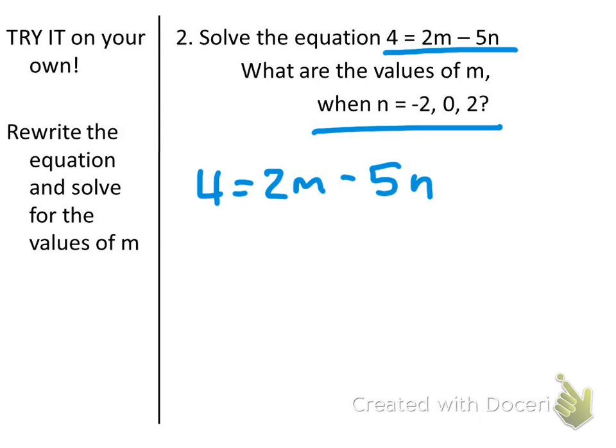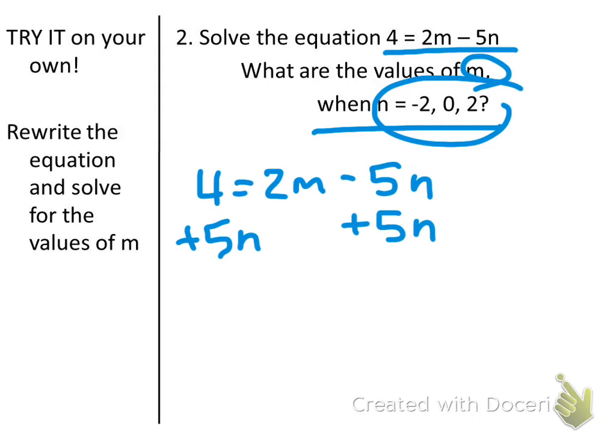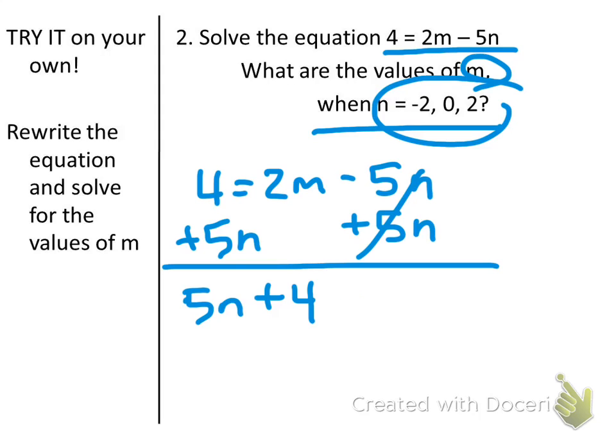So I'm going to subtract because we have these variables. I want it equal to m. So I'm going to add 5n, add 5n. So I have 5n plus 4 equals 2m. So I'm going to solve for m and then put in my values. So I should have divided by 2, and then when I divide this by 2, 4 divided by 2 is 2. So now I should have m equals 5 divided by 2 n plus 2. That should be the equation that you got.